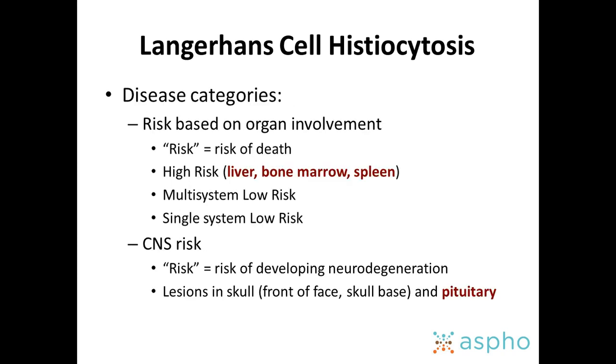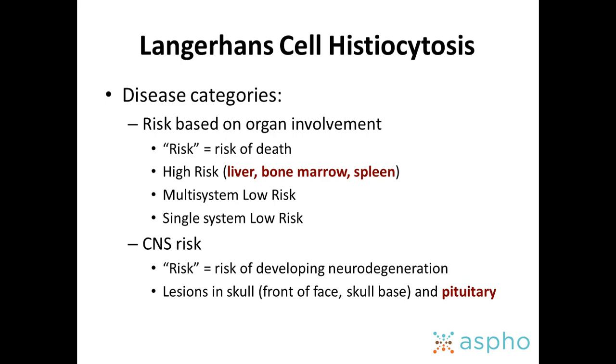Okay. All right, so disease categories. It's based on the organ that's involved, and risk corresponds to risk of death. So high risk is liver, bone marrow, and spleen. If kids have liver, bone marrow, or spleen involvement, they have higher risk of dying from LCH. Lung used to be in there, but that's been disproven as an independent risk factor. And then you can have multi-system low risk, and single-system low risk, meaning you have lesions anywhere else. And then CNS risk, which I'm going to talk about in a second, is the risk of developing neurodegeneration, which is a late consequence of LCH that we don't really understand very well.